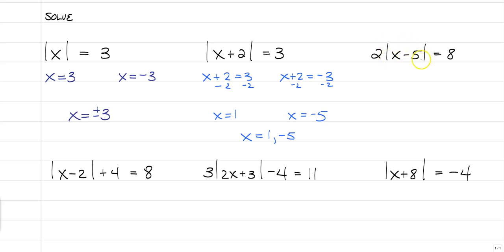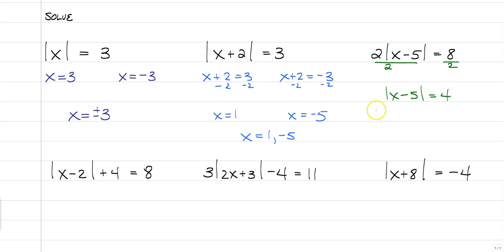your absolute value needs to be all by itself. Just like when you're solving for x, you have to get x by itself. The first thing you do before you get x by itself is get the absolute value by itself. So you need to first divide both sides by 2 here. And that's going to give you the absolute value of x minus 5 is equal to 4.